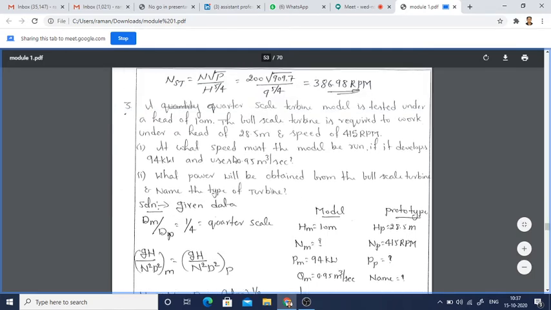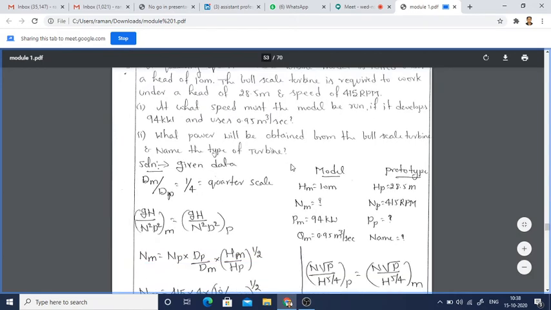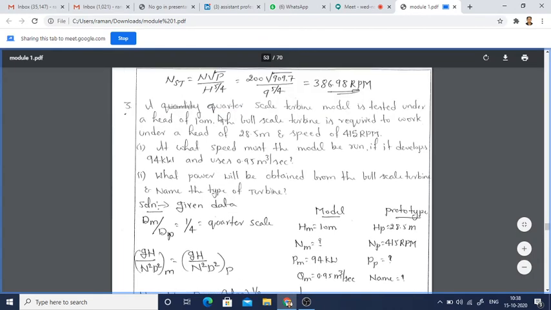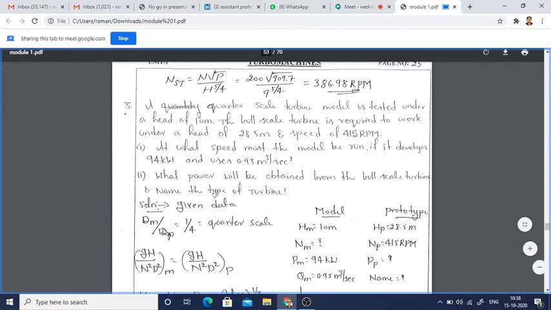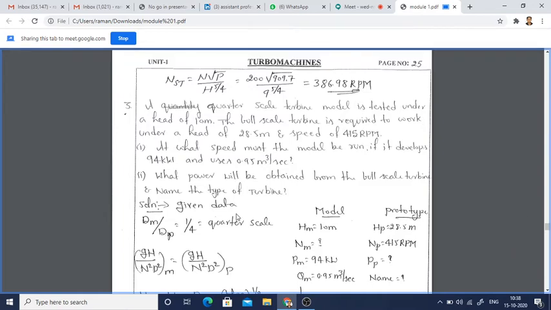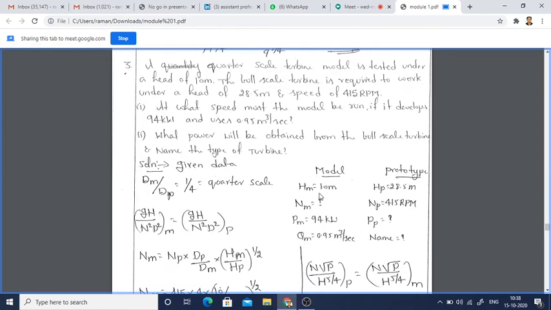So always remember, in such problems, you need to segregate the data. One is for model, the other one is for prototype. First you list out the model things one side and prototype things the other side. They have given that quarter scale turbine. So what do you mean by a quarter scale turbine? There is a scale ratio of 1:4, that is dm by dp or lm by lp. So the scale ratio should be 1:4.